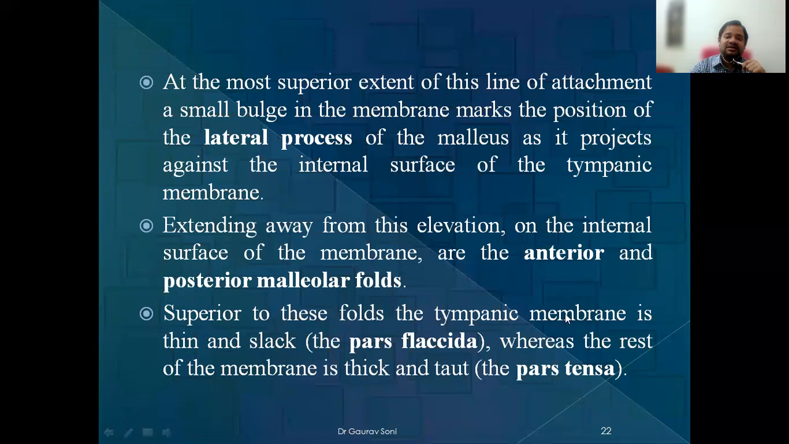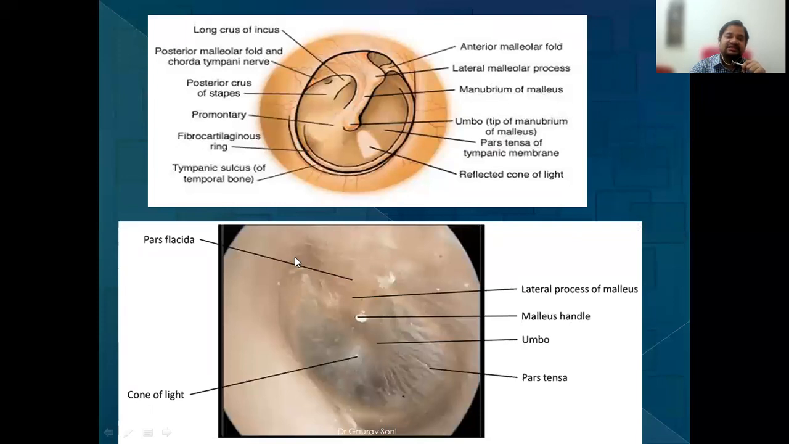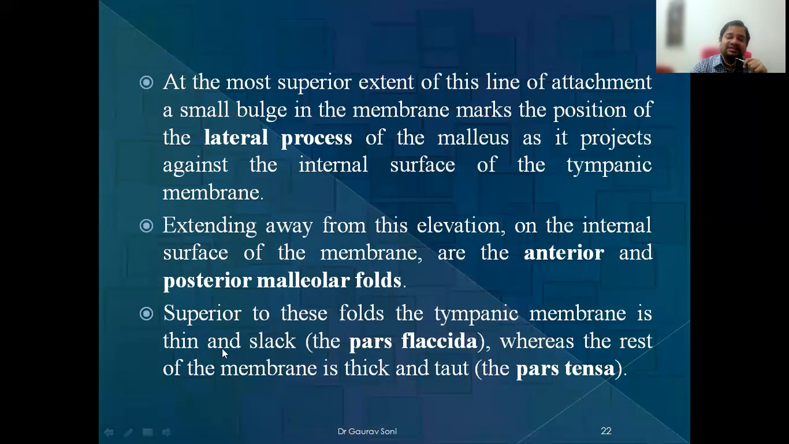Superior to this fold, the tympanic membrane is thin and slack. It is called pars flaccida, whereas the rest of the membrane is thick and taut. That is pars tensa. So just remember, if there is a curtain and you have to extend it, you have to make it tense. Whatever part is in the middle region or around it will be more transparent, you can say. So this is called pars tensa. There will be tension, there will be no looseness. And the rest, this pars flaccida part, will be a little bit flaccid. So you can remember two words, thin and slack, so flaccid; thick and taut means tight, it will be tensa.